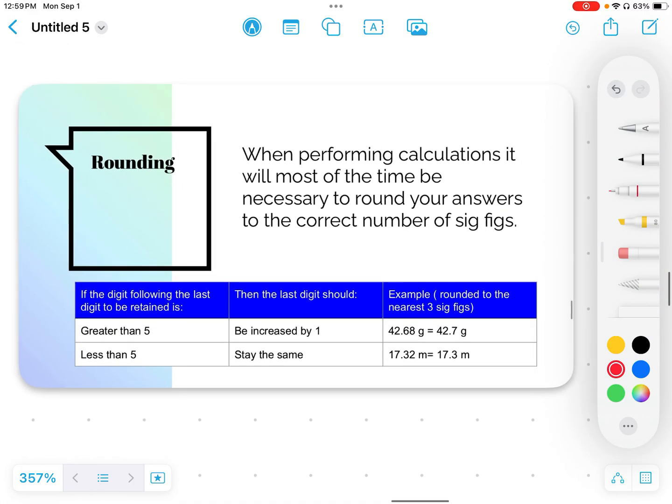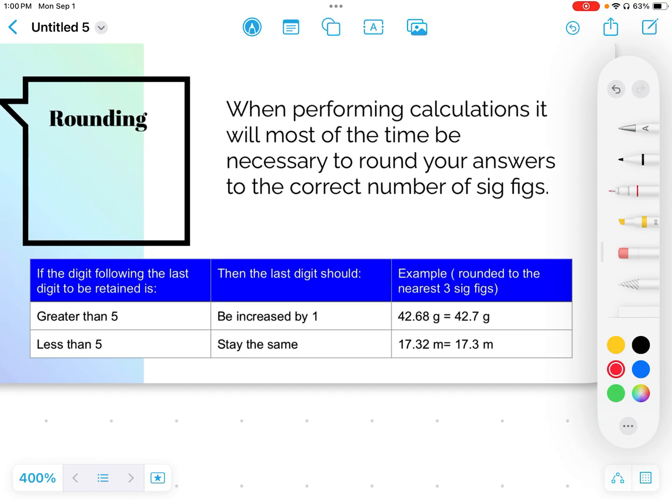Okay, rounding. This is what you've been doing since probably 3rd or 4th grade, and so it has not changed. It's just allowing us to calculate. Most of the time it will be necessary to round your answers. I will always say, go to 3 sig figs and round for whatever your answer may be. The rule still applies, what you've been doing forever: 5 or higher, you go higher; 4 or lower, you stay the same. And you're just going to increase it by 1.